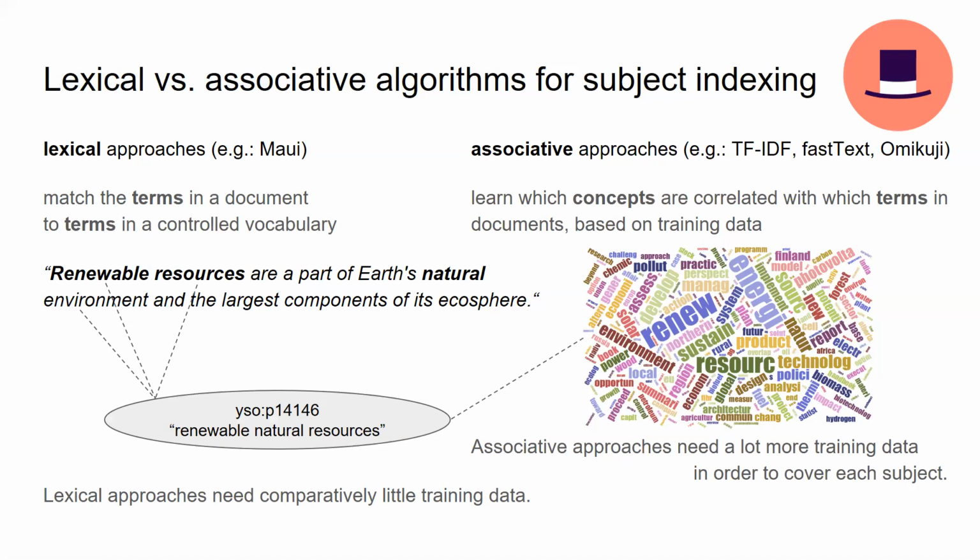Lexical and associative approaches hugely differ in the amount of training data required. Lexical algorithms either don't need any training data at all, or only a small number, that is typically tens or hundreds of documents in total, whereas associative algorithms require several orders of magnitude more, that is tens or hundreds of documents per subject.